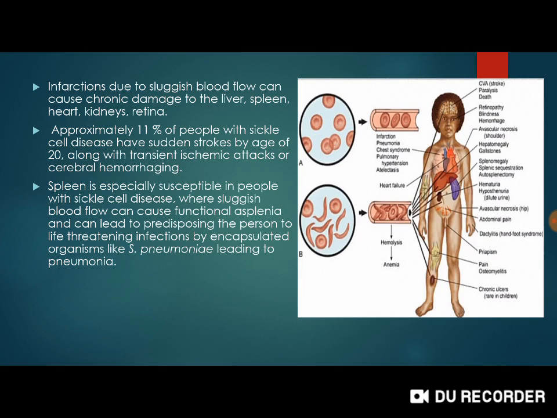Infarctions due to sluggish blood flow can cause chronic damage to the liver, spleen, heart, kidneys, and retina. Approximately 11% of people with sickle cell disease have sudden strokes by the age of 20, along with transient ischemic attacks or cerebral hemorrhaging. The spleen is especially susceptible in people with sickle cell disease, where sluggish blood flow can cause functional asplenia. It can predispose the person to life-threatening infections by encapsulated organisms, like S. pneumoniae, leading to pneumonia.